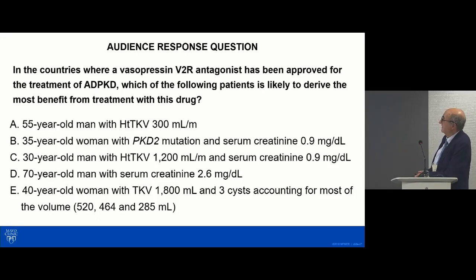And the next question is, in the countries where vasopressin V2 receptor antagonist has been approved for the treatment of ADPKD, which one of the following patients is likely to derive the most benefit from treatment with the drug? A 55-year-old man with a height-adjusted total kidney volume of 300 mLs, a 35-year-old woman with a PKD2 mutation and serum creatinine of 0.9 milligrams per deciliter, a 30-year-old man with a height-adjusted total kidney volume of 1,200 mLs and a serum creatinine of 0.9 milligrams per deciliter, a 70-year-old man with a serum creatinine of 2.6 milligrams per deciliter, and a 40-year-old woman with a total kidney volume of 1,803 mLs, with cysts accounting for most of the volume, measuring 520, 464, and 285 mLs.